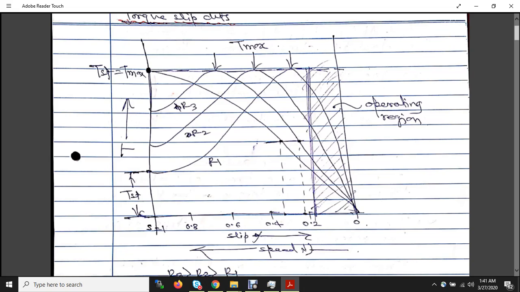Here at slip s equal to 1, the torque developed is the starting torque. When the rotor resistance is R1, the starting torque is Tst. When rotor resistance is increased, the starting torque also increases. In this way Tst equal to Tmax can be obtained at R2 equal to X2. Now let us see the three regions.